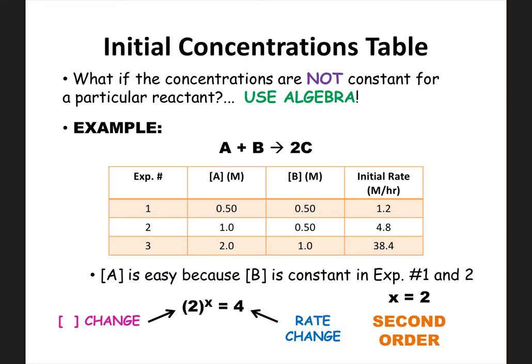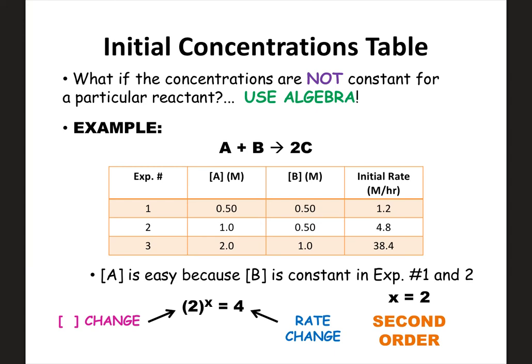So if we look at this example, we have a pretty basic reaction here, A plus B going to 2C. We have our initial concentration table here. If you notice, the concentration of B is constant in reactions 1 and 2 here. So the concentration of B is the same in both of those. That makes A easy to determine. You can determine the order of the reaction with respect to A easily. But if you notice here, when you're looking at the concentration of A, it's never constant. So that makes determining the order here for B a little bit more interesting.